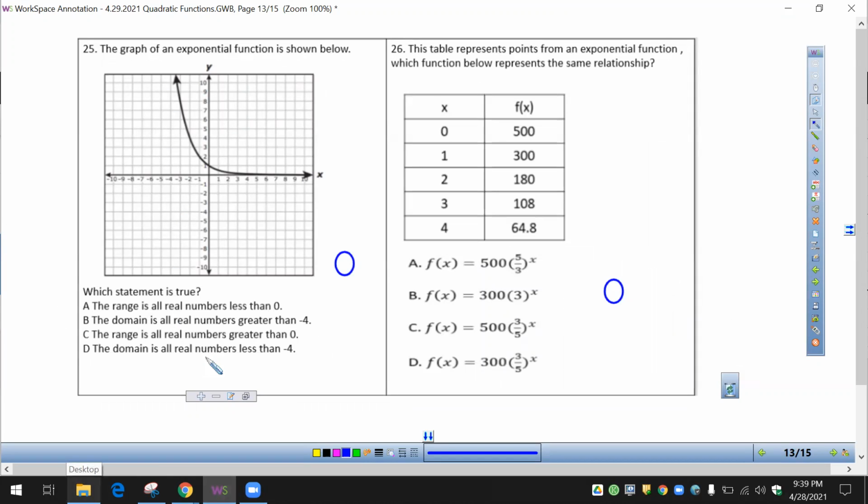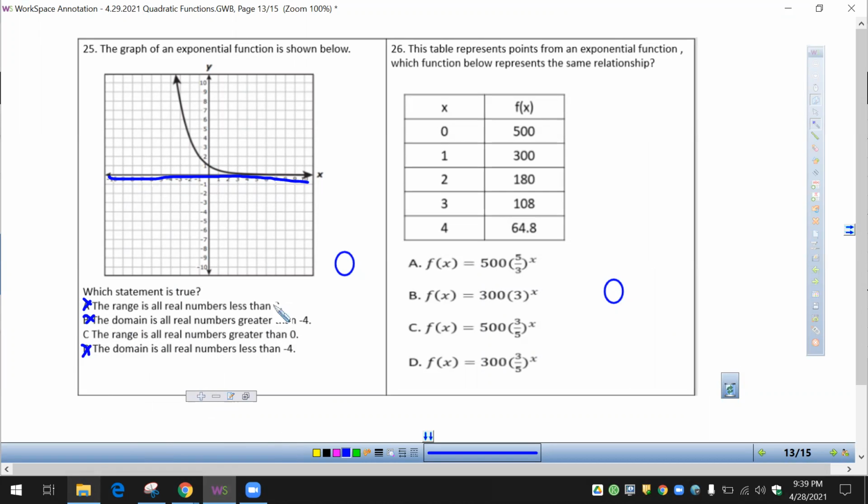And then this is an exponential function. This is the range is all real numbers less than 0. Well, obviously it starts at 0, but looks like it's going up. They're all positive, right? So it can't be less than. We know the domain of exponentials is always all real numbers, not greater than -4, just all real numbers. It can't be that one. And then we can mark off D as well, because the domain is always all real numbers, right?